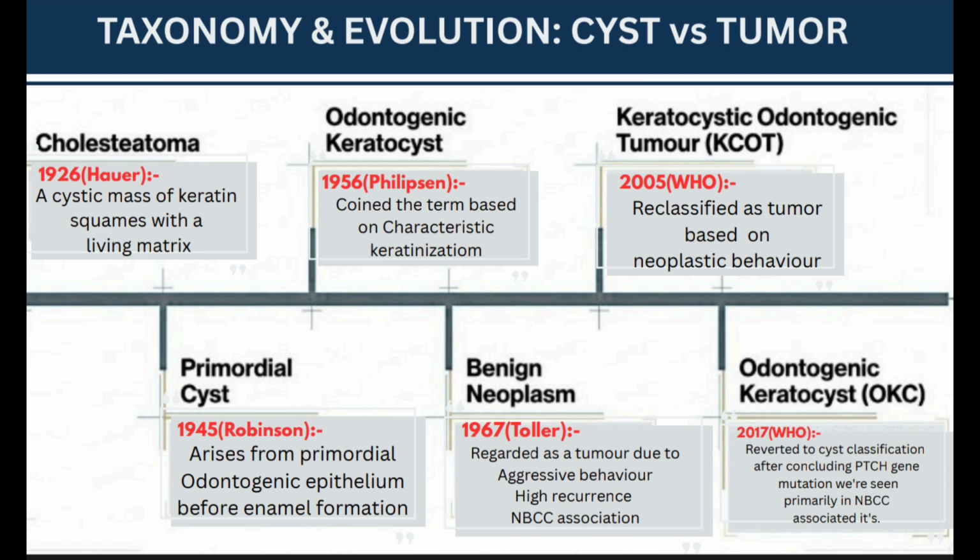The cyst arises from primitive epithelium or the remnants of the dental lamina or enamel organ. In 1956, Philipson coined the term odontogenic keratocyst based on its characteristic keratinization. But in 1967, Toller regarded it as a tumor because he saw that the cyst shows aggressive behavior, high chances of recurrence, and nevoid basal cell carcinoma association. Based on this nature, it was regarded as a benign neoplasm or tumor rather than a conventional cyst.